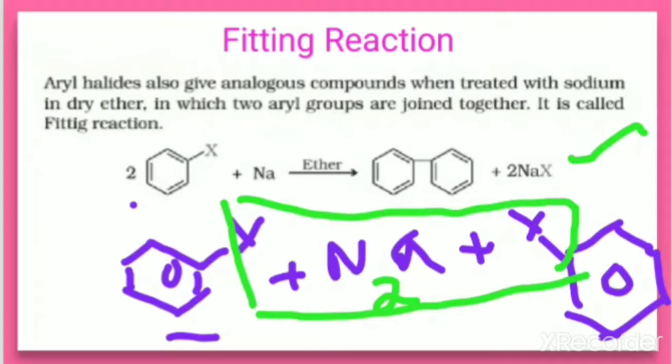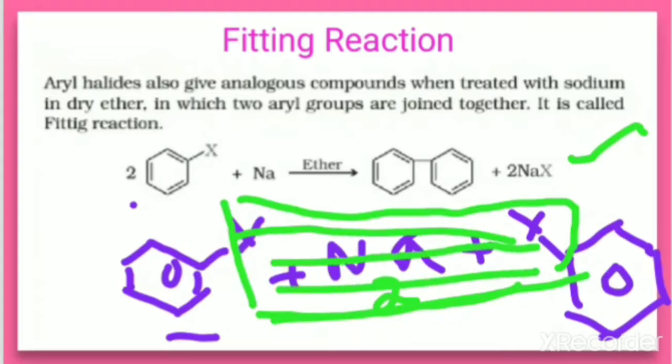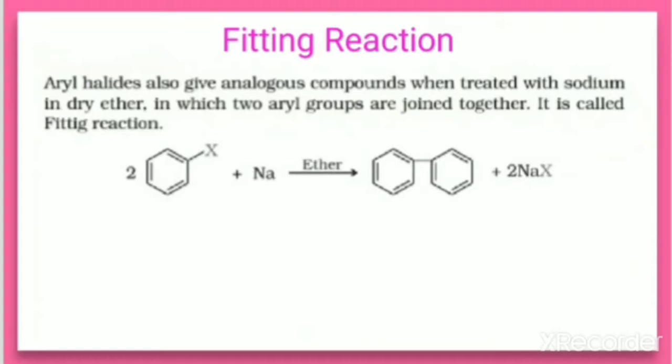When this part gets removed as a side product, at that time the two phenyl groups get bound together. So this results in the formation of diphenyl. So this reaction is called Fittig reaction, in which there will be joining of two aryl groups. You can find there is joining of two aryl groups, or we can say phenyl groups. It results in the formation of diphenyl. This reaction is called Fittig reaction.